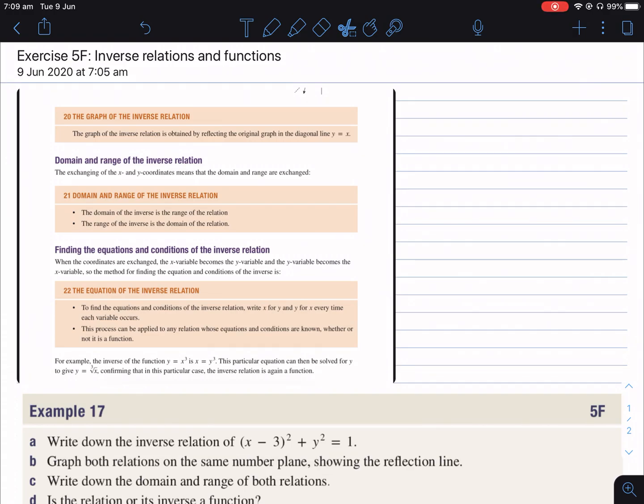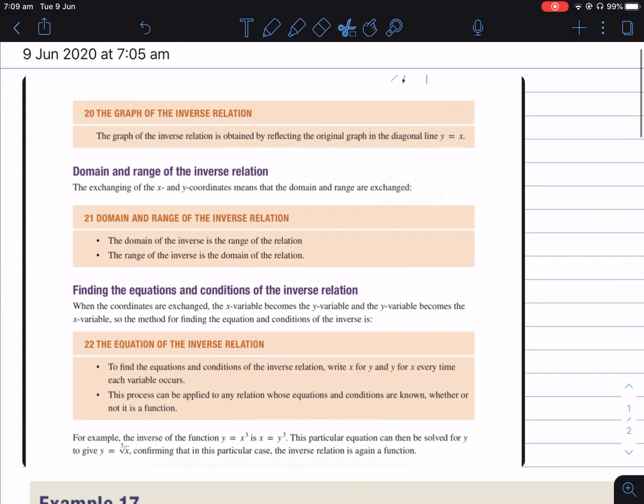Hello, welcome to exercise 5F, inverse relations and functions. It looks really hard. The textbook makes it look much worse than it is. It's really not that hard.